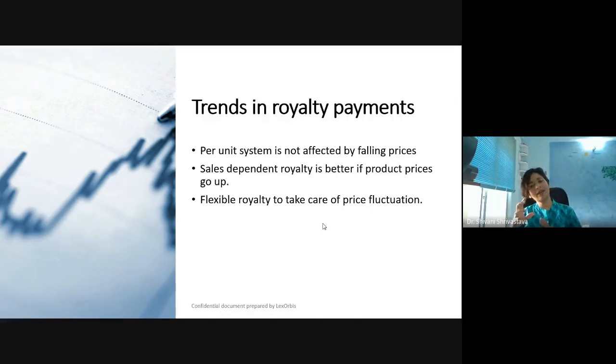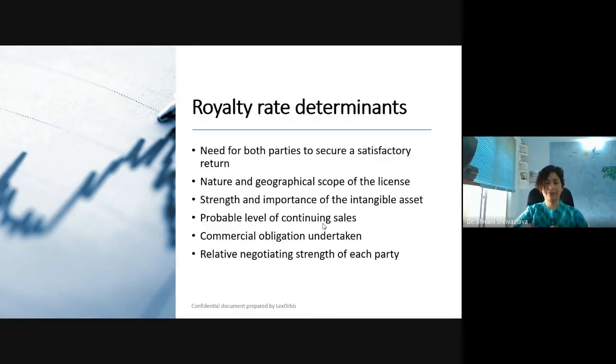So there can be an option of flexible royalty, where the royalty percentage is not fixed. This will help to take care of price fluctuations, because when we are discussing the market, there can be price fluctuation. If we don't have flexible royalties, it would be hard to accommodate the price fluctuation. Flexible royalty helps both the licensor and the licensee.